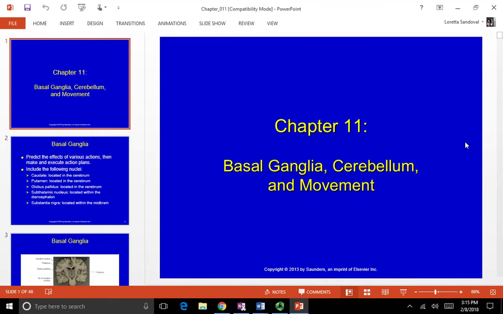So in chapter 10, we talked about the motor system and movement to some degree. And starting in this chapter, we are going to talk a little bit more about other areas contributing to movement, namely the basal ganglia and cerebellum. So I'm going to try to divide it up into hopefully 15-minute approximately sections to make them easy to digest.